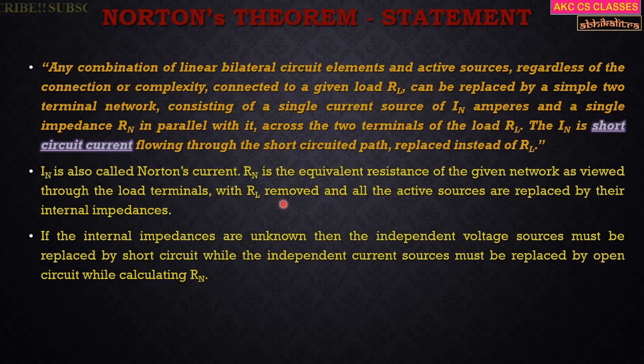So while calculating equivalent resistance, first you have to remove RL from the circuit, then replace all the voltage sources by their internal impedances. But if the internal impedances are not known, then the voltage sources are replaced by short circuit. And if there are voltage sources as well as current sources present in your circuit, then all the current sources will be replaced by an open circuit. Again, this is a comparison focusing on the similarities between the two theorems, Thevenin's and Norton's. Don't worry, we will be covering each and every step of Norton's theorem in depth, right?